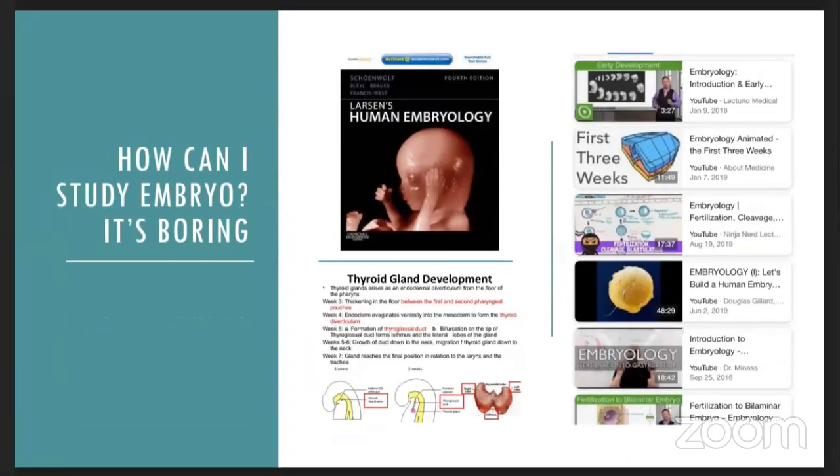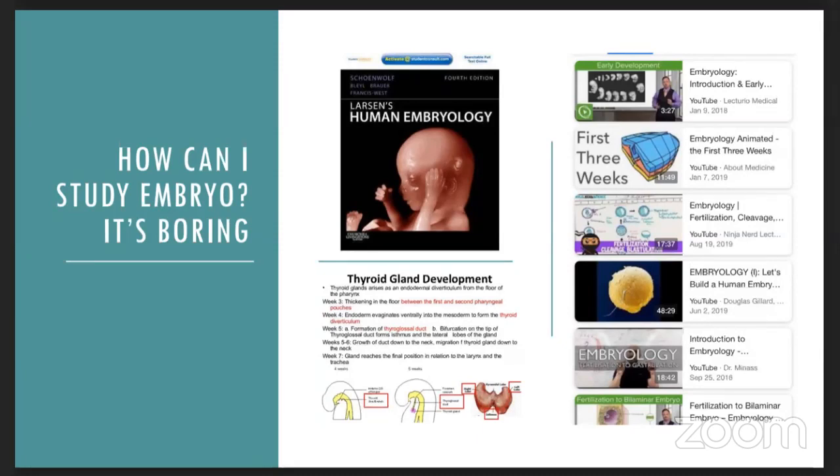So how can you study embryology? It's boring. Yes, 100%. When I first opened that Langman's Embryology book, I was like, so I have to read this from front to back between now and when? Are you serious? Looking at it, there are no pictures or hardly any pictures, and it's just very, very small text, and I can't manage that. So how do we study it? Because we have to study it, because we have an exam, right?